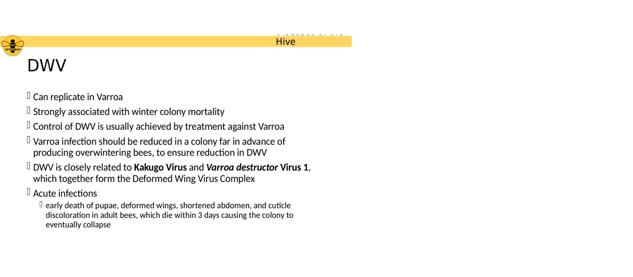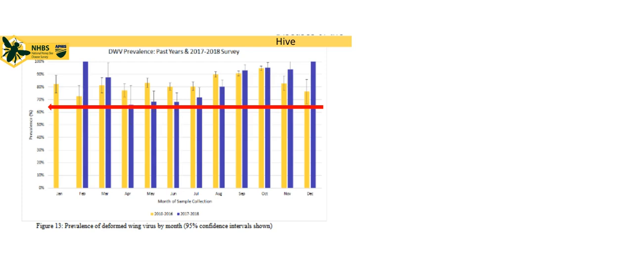It's closely related to a couple of the other viruses. They're kind of all in this deformed wing virus complex. And an acute infection where you have a lot of bees, you're going to have early death of pupa, deformed wings, shortened abdomens. Shortened abdomens are also a symptom from varroa mites. Just a little tidbit. And cuticle discoloration in adult bees, which will die in 3 days, causing the colony to eventually collapse.